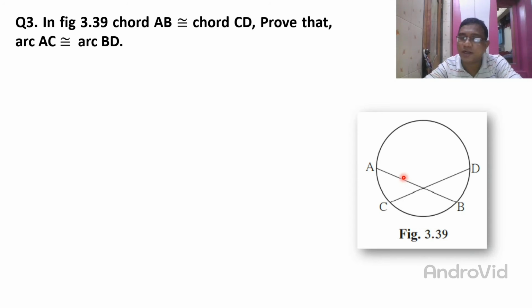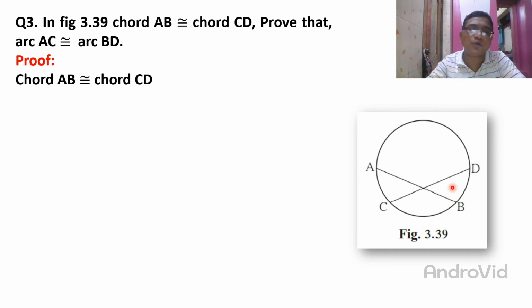Students, remember, if chord AB is congruent, then arc AB is congruent. If chord CD is congruent, then arc CD is congruent. So what do you want to prove? You want to prove that arc AC is congruent with arc BD. So this AC and BD you want to show congruent.